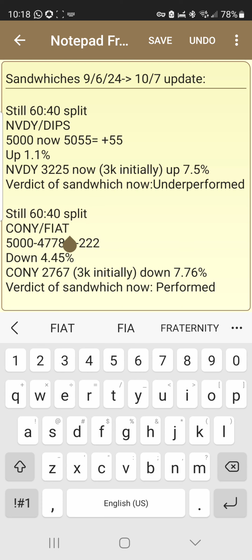Let's go into the Coney Fiat. So Coney Fiat is still a 60-40 split. Like I said, I'm going to add 5K into Misty, and that'll be factored into the sandwich, the triple sandwich. I would say like a Bitcoin triangle here. If that doesn't make any sense at all. But whatever, I'm trying to think of a funny way to spin off this. So $5,000 was placed initially. Right now, if you add up the Coney and Fiat holdings together, it's worth $4,778. So I'm net down $222.